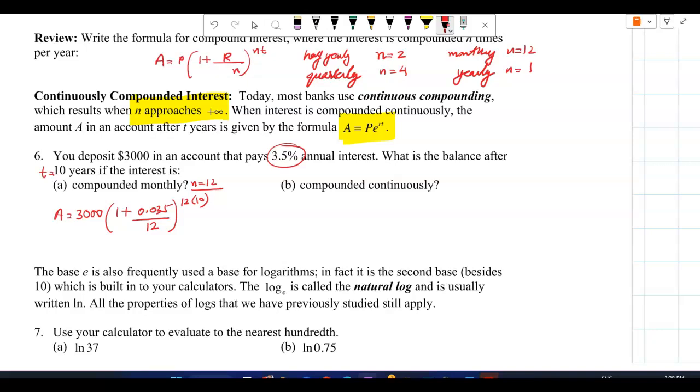Continuously, what will you do? So this would be A is equal to 3,000 e raised to, this is the rate, and time is 10, times 10. Use your calculator. Leave it, you know how to do it. Yeah, I get it.